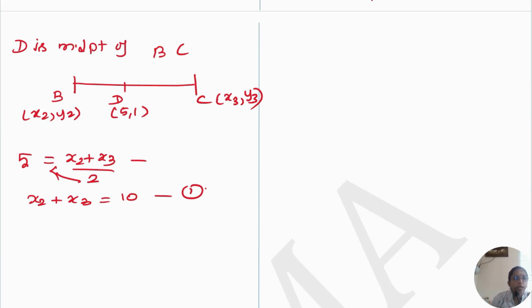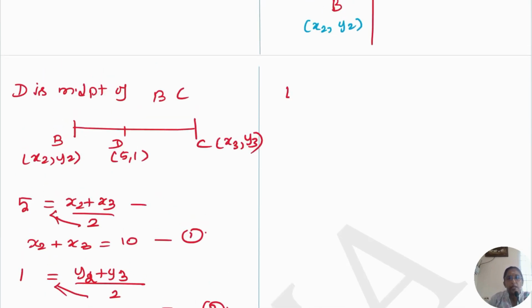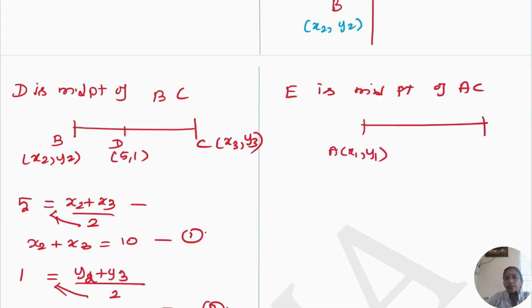Okay, and similarly the y coordinate value 1 is equal to (y2 plus y3) divided by 2. Do your cross multiplication. So y2 plus y3 is equal to 1 into 2, which is 2. So this is our equation number 2. And similarly you calculate your next data. E is the midpoint of AC. So what is your A coordinate? A is (x1, y1) we have taken and C we have taken as (x3, y3), and our E data is (6, 5). Same way you consider.